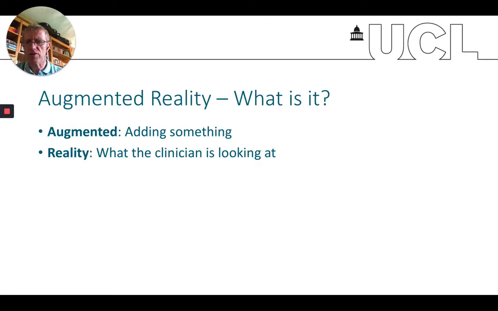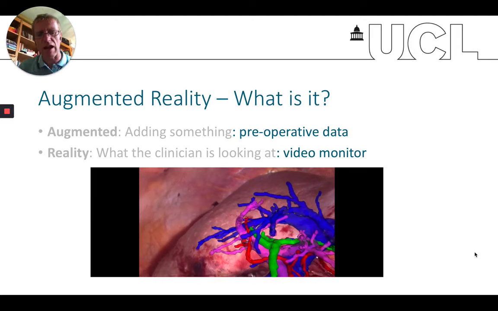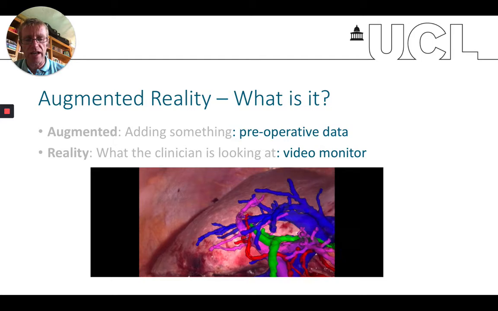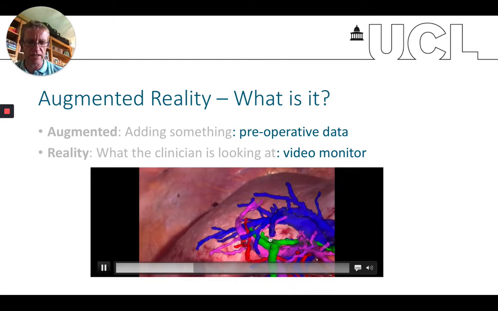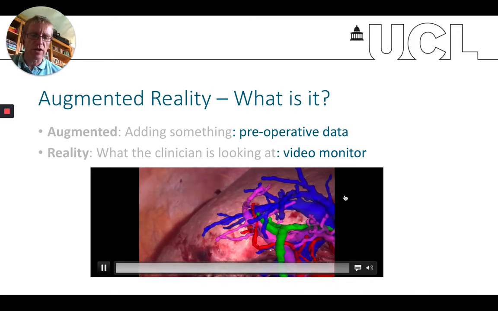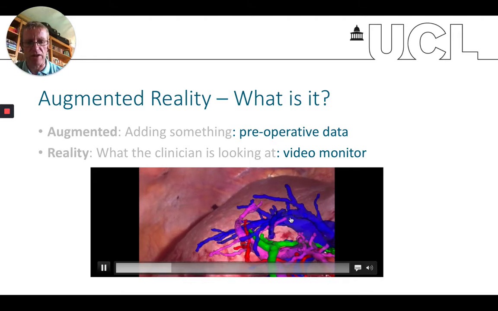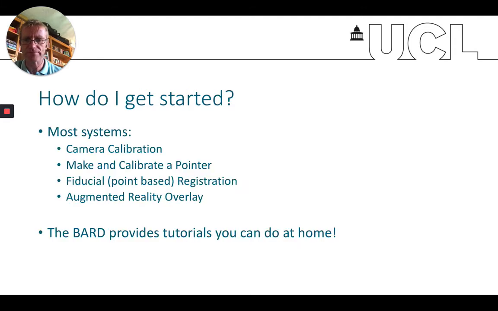So, if you're new to this, what is augmented reality? Well, augmented simply means we're adding something, and the reality is, in medical terms at least, what the surgeon or clinician is currently looking at. So in slightly more detail, here we're showing a picture from laparoscopic liver surgery. We've taken a CT scan and produced this 3D graphical model here. That's these vessels that you can see. And we overlay that, or add that, to the reality that's represented by the video feed from the laparoscope, normally displayed on the video monitor.